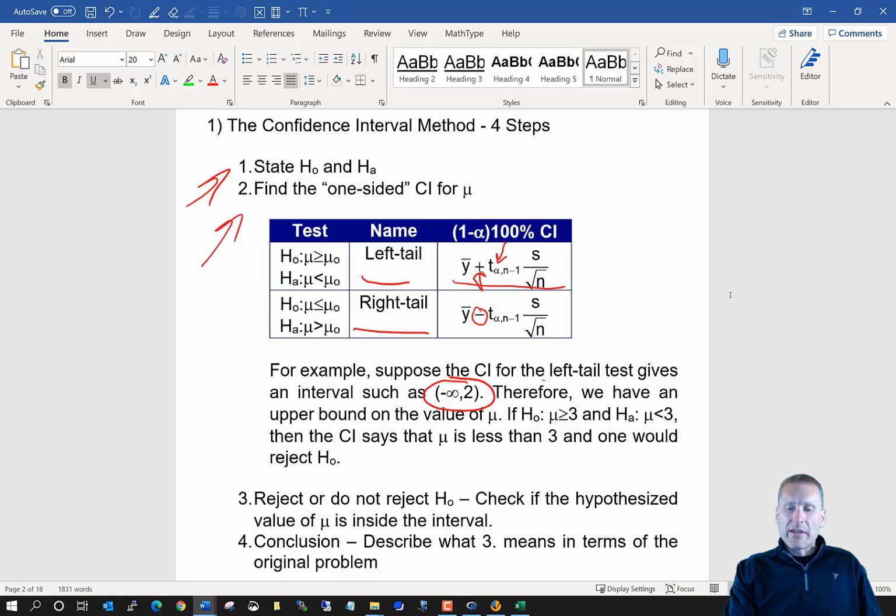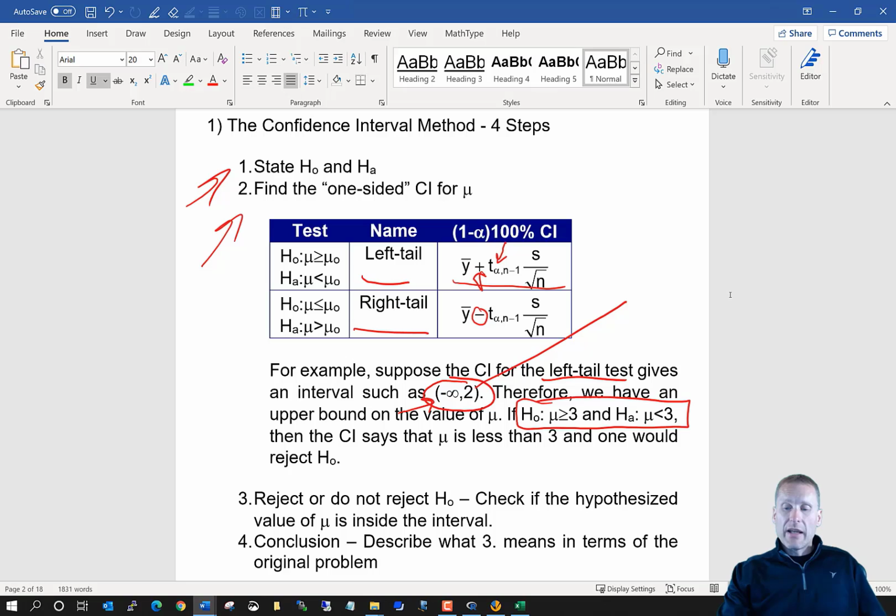So if I have a left-tailed test, then maybe my interval is negative infinity to the number 2. And to do then the hypothesis test for a left-tailed test, suppose we have mu is greater than or equal to 3 versus mu is less than 3. Well, notice we are, let's say, maybe 95% confident that mu is basically less than 2.